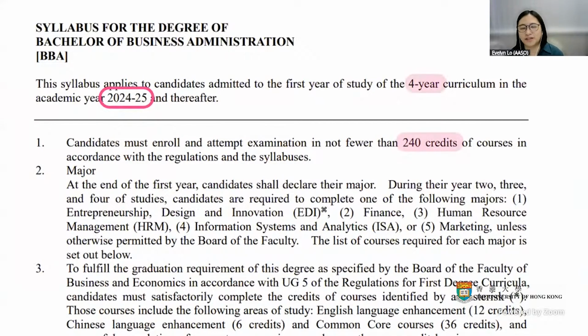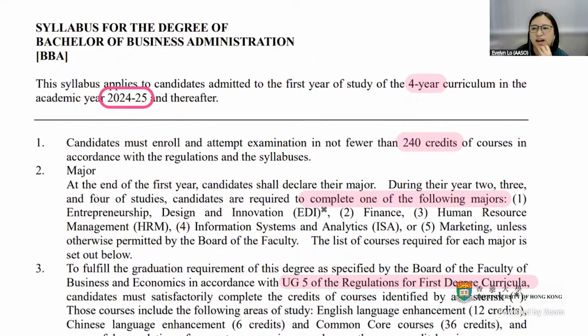It's a 4-year curriculum, but it's pretty similar in most of the things. You have to do 240 credits, as we said. You need to do one of the following majors: DEI, Finance, HRM, ISA, and Marketing. And you will have to follow the UG5 regulations for first degree curricula. You have to fulfill the requirements from that UG5.